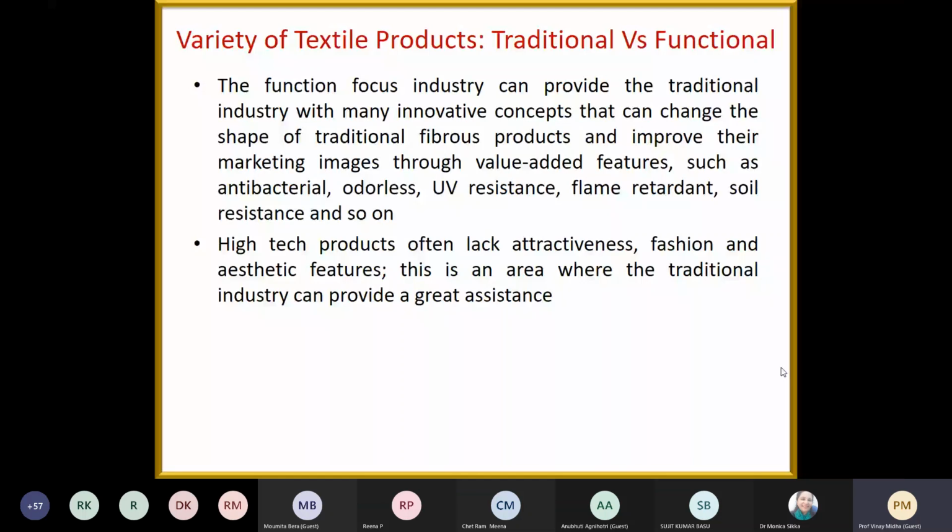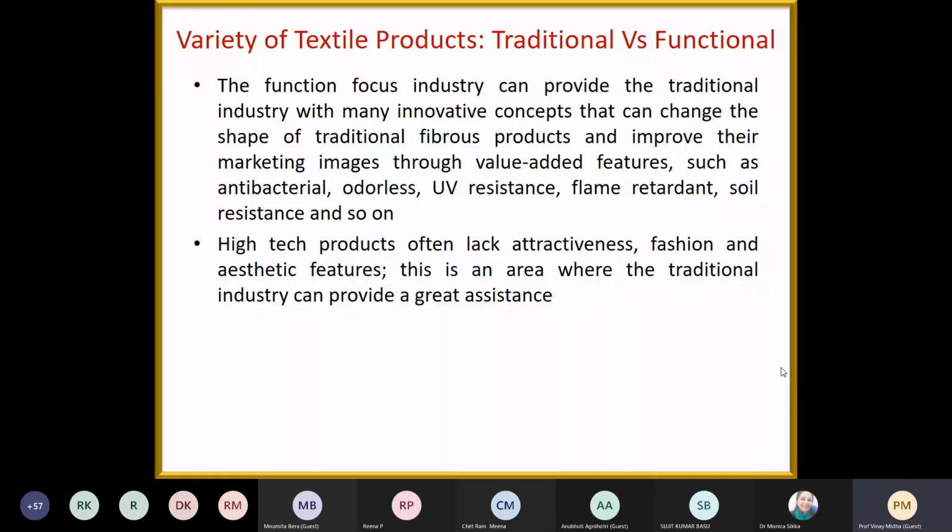When we talk about apparels also, the demand for specific features in those apparels is increasing now. People want the fabric or the garment which they are using to have antibacterial properties, or odorless features. They should be UV resistant, and in certain cases flame retardant, and stain proof or soil resistant fabrics are also required. So this is where the functional area of the textile can help the traditional textile industry to develop these value-added products.